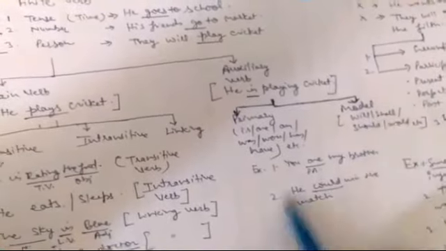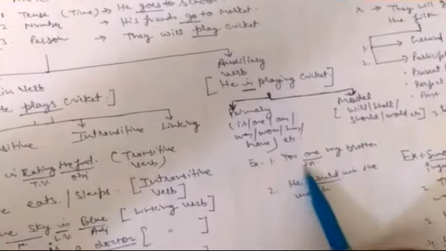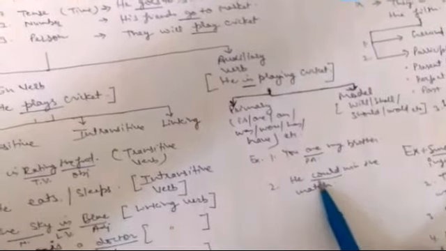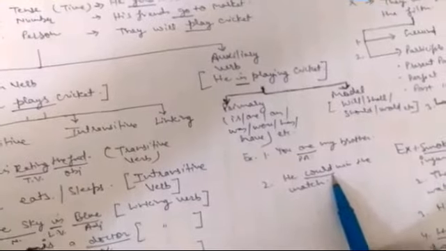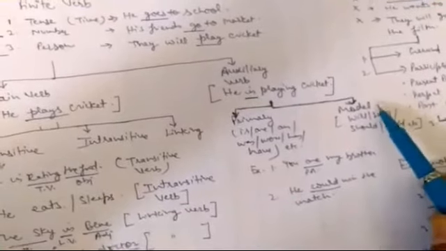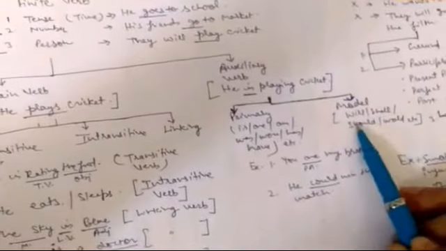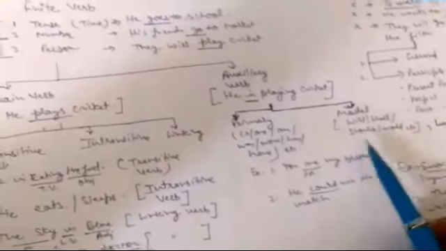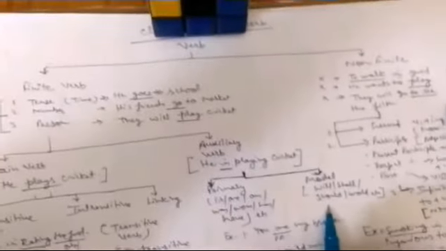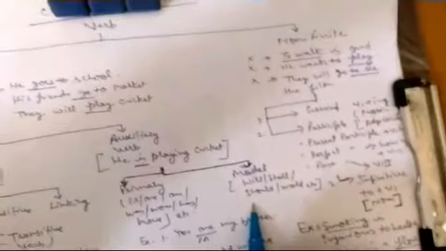Okay, you can see here the example: you are my brother. So are is the primary auxiliary verb. And he could win the match. So could is the modal auxiliary verb. This topic is very important, modal auxiliary verb, so I will take this topic further in detail. Now the second part of the verb is non-finite verb. In detail I will take it further, but briefly I will explain here.